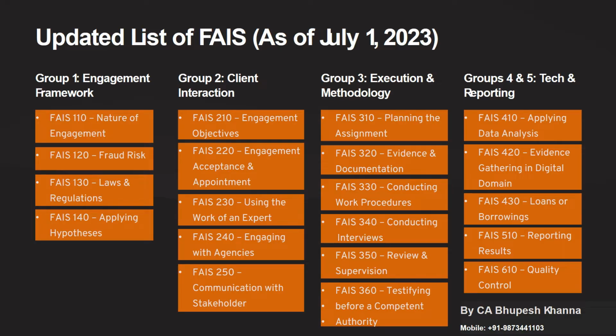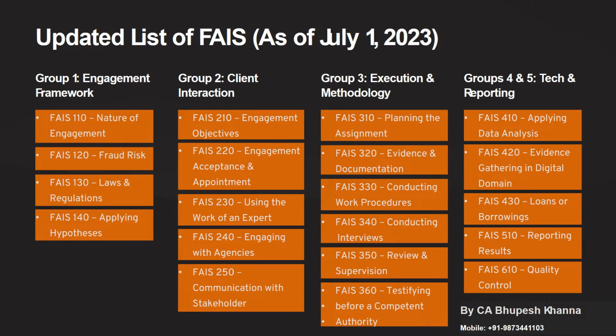Under Group 2, Client Interaction and Acceptance, 5 standards are there. FAIS 210, Engagement Objectives. FAIS 220, Engagement Acceptance and Appointment. FAIS 230, Using the Work of an Expert. FAIS 240, Engaging with Agencies. FAIS 250, Communication with Stakeholders.